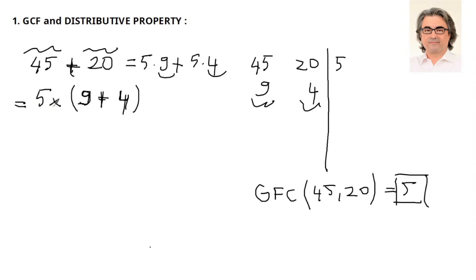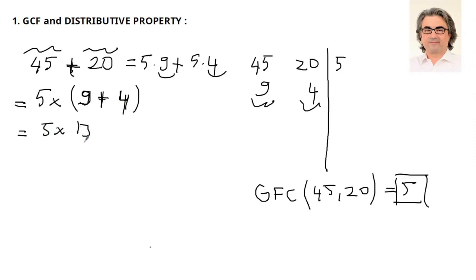So it means 9 plus 4. 9 and 4 have no common factor, and I changed 45 plus 20 to 5 times, in the parentheses, 9 plus 4. Now this is a kind of factorization of this expression, 45 plus 20. 45 plus 20 is a kind of algebraic expression. Now I factorized it: 5, and you know the result, 9 plus 4 is 13. You may write 5 times 13.